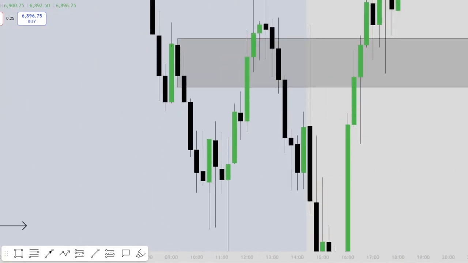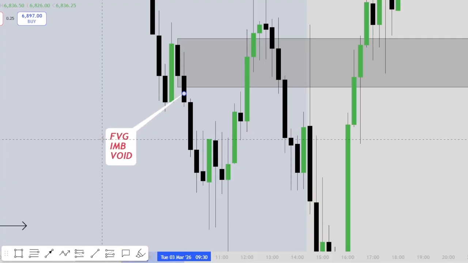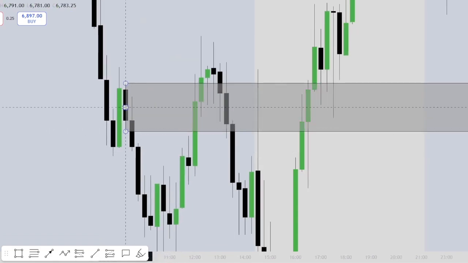We had a 15-minute imbalance over here. You can call it a fair value gap, you can call it a void, whatever you want to call it. So once we have this void in price, right, we're looking for that candle before price. So this is the candle here, this one here, just here. So this is the fair value gap, this is the key level.